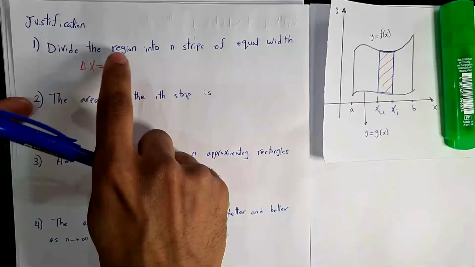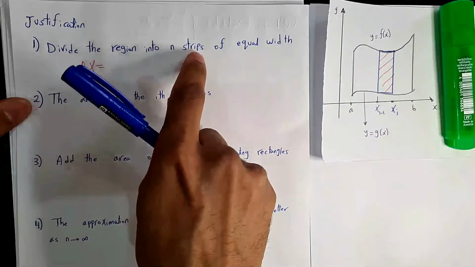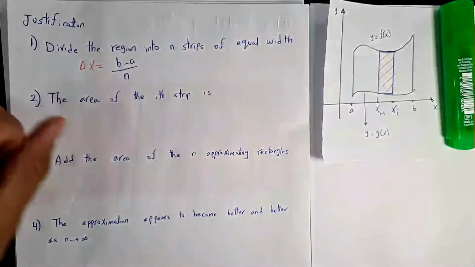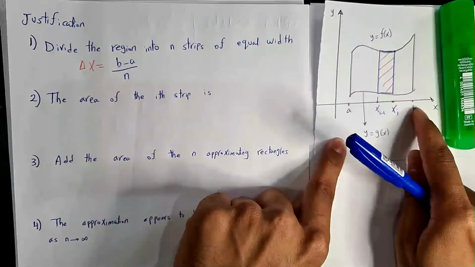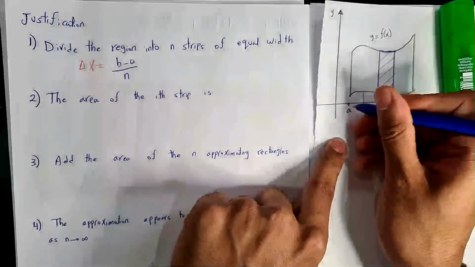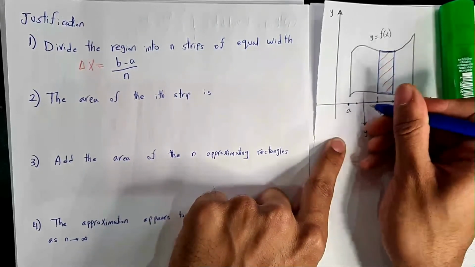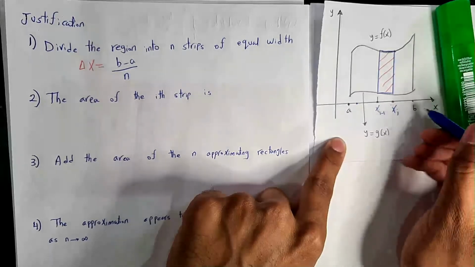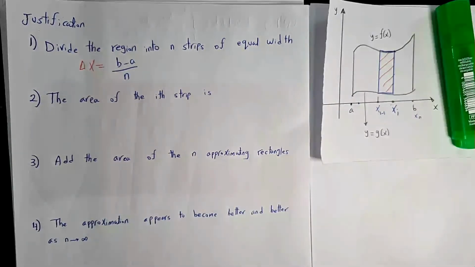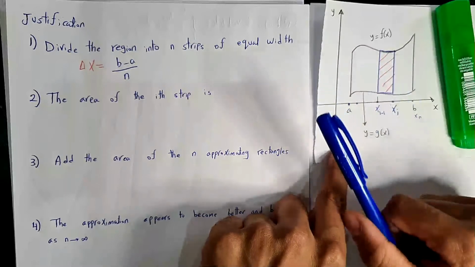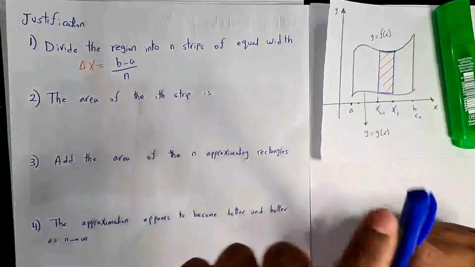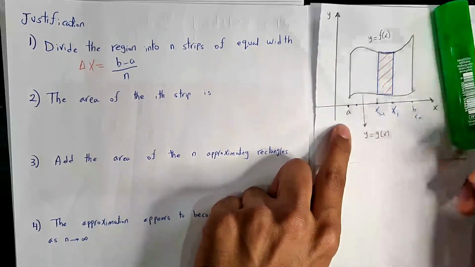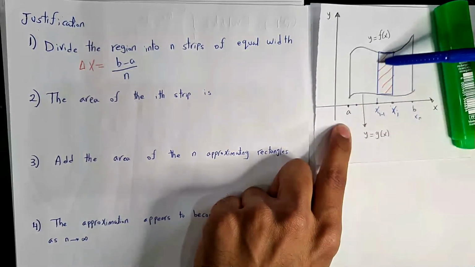First, we need to divide the region into n strips of equal width. Delta x equal b minus a over n. As we said before, this is your interval [a, b]. Partition it uniformly. That means this is your x0, x1, x2, etc. until you get x(i minus 1), xi, move until you get b, which is equal to xn. Now divide this region into n strips and create your rectangles. For example, if we are in this interval x(i minus 1) up to xi, let us form our rectangle like this. You see it here?